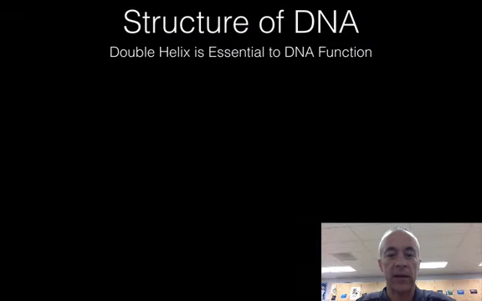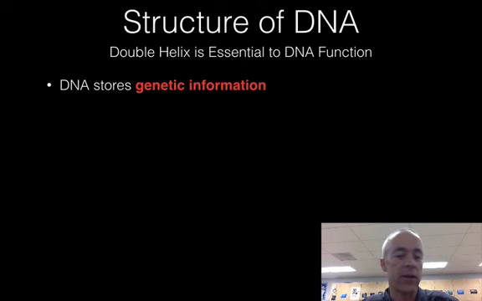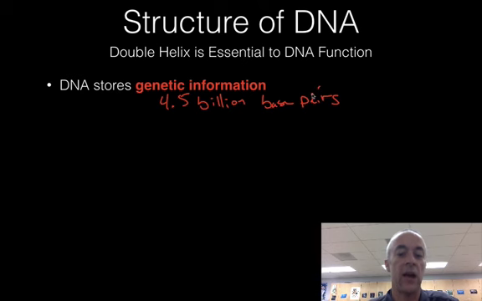And the last thing I want to talk about today is why the shape of the molecule is really essential to the function of the molecule. And that boils down to 4 main things. Number one, and again, this is something we kind of take for granted now, but DNA stores genetic information. DNA in humans is roughly about 4.5 billion base pairs, which means there's a ton of information that can be stored in that DNA molecule. Different species have different amounts, but humans' DNA is about 4.5 billion base pairs.